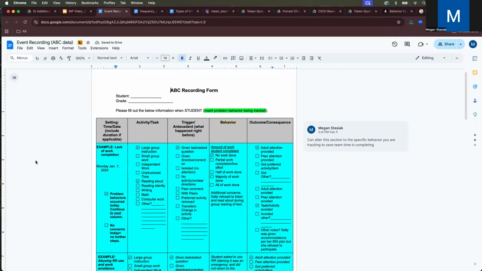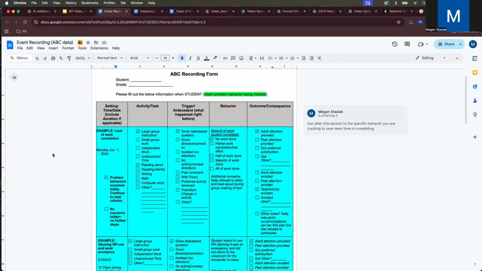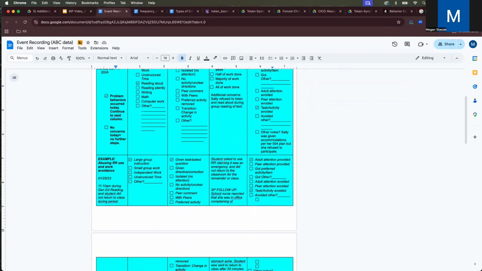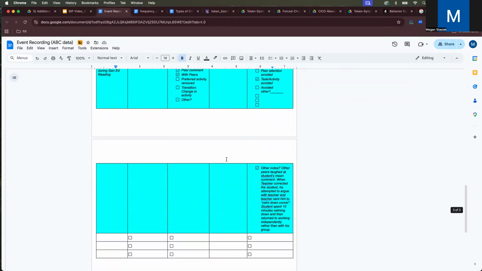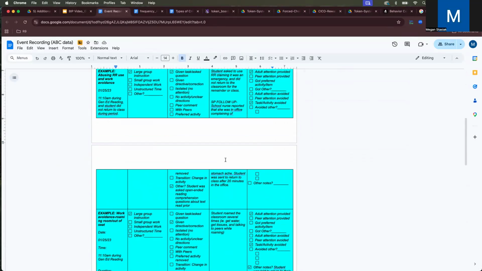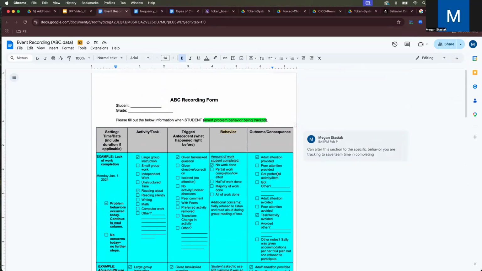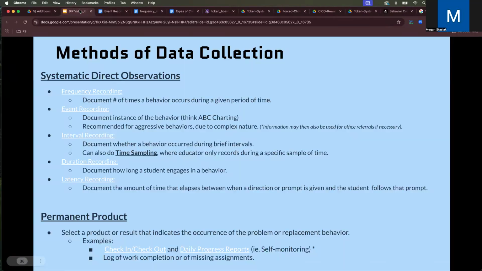An example I use during FBAs, and you can also use for some of this tracking, is you do event recording where you have like the setting, date and time, the activity or task, possible triggers or antecedents, the specific behavior. You can preload this if you're judging homework completion, for example. The other ones I put more descriptions, but there's many different ways. You can add options if your child has specific behaviors they tend to repeat. And then whatever outcome or consequence they got following.